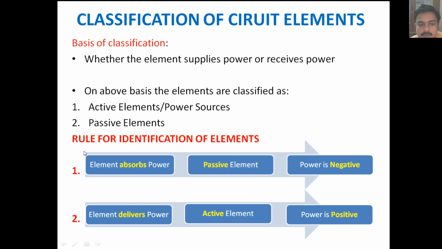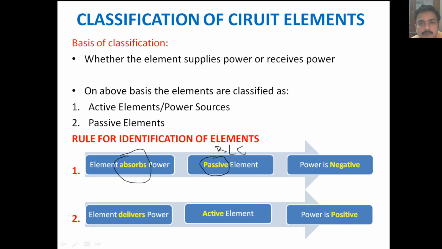Now there are some rules for the identification of elements. What is the rule? The rule is that if the element absorbs power, then we say that the element is a passive element. For example, a resistor always absorbs power, dissipating it in the form of heat. Like we have inductor, in the same way we have capacitor. These elements are passive elements because they absorb the power.